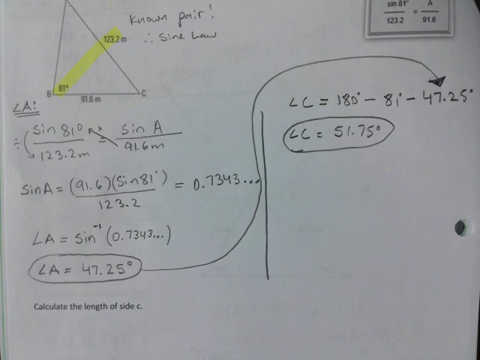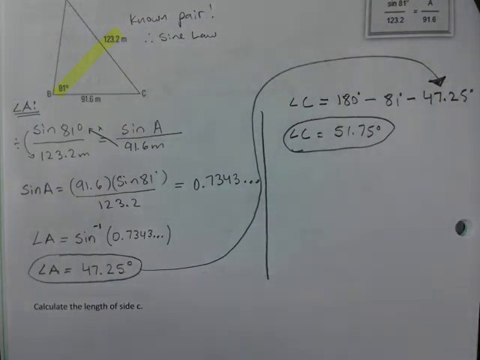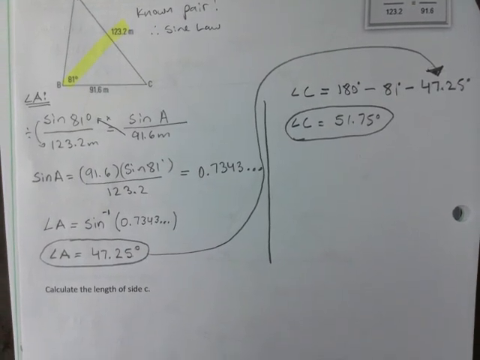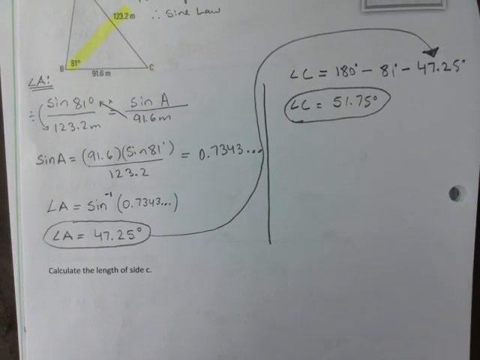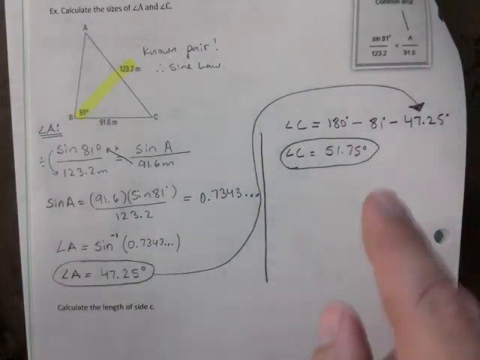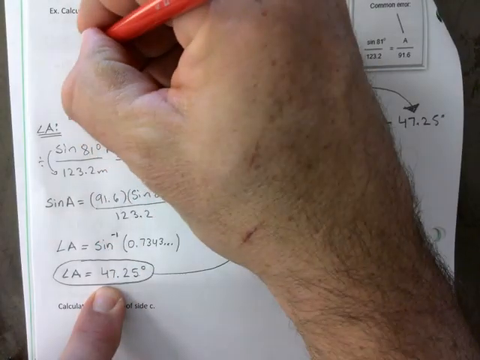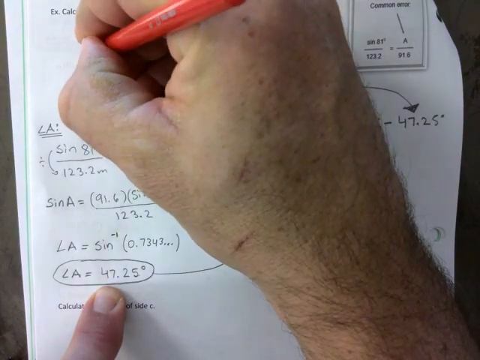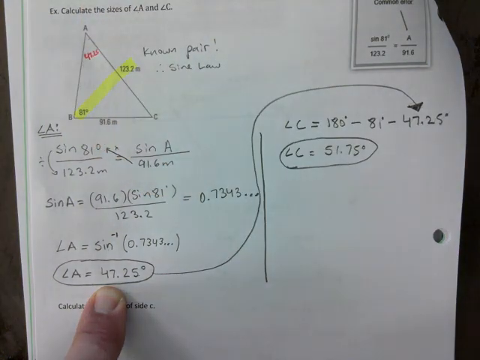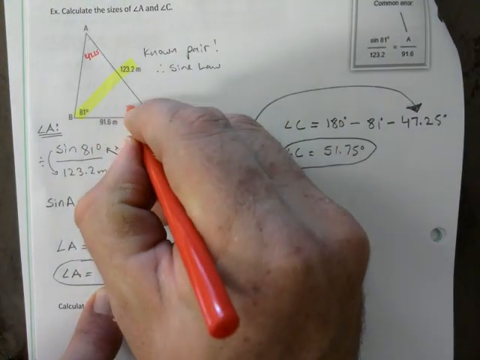Okay, so there you have that angle. We used it to figure out the third angle, right? Because if you have 2, you really have 3. All right, let's mix this up. I'm going to use a red pen to write in what we solved. So I know that this is 47.25. Okay, and this one is 51.75.